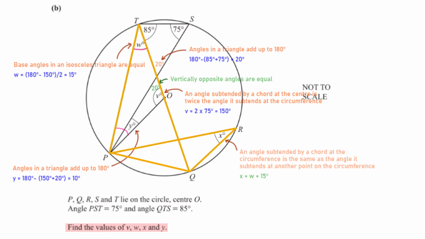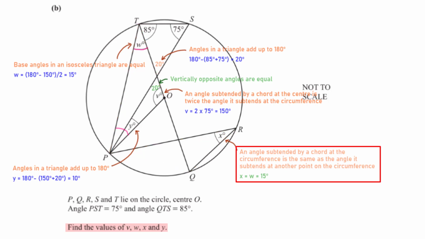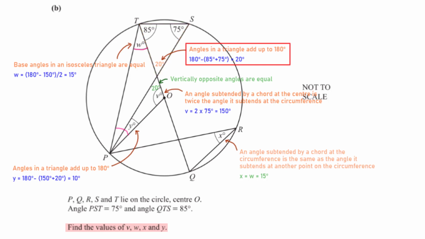Chord PQ subtends 2 angles at different points on the circumference of the circle. These 2 angles must be equal. So X is also equal to 15 degrees. The sum of the angles in this triangle must add up to 180 degrees. So to get this angle, we subtract the sum of 85 degrees and 75 degrees from 180 degrees, which gives us 20 degrees. Vertically opposite angles are equal.